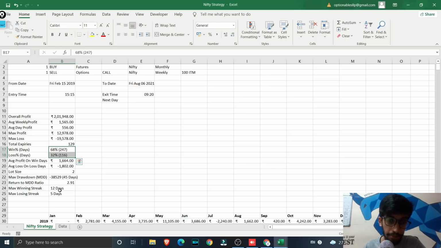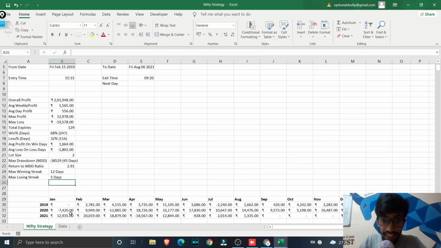And you can also see the maximum winning streak is 12 days, maximum losing streak is 5 days. So this is the overall strategy, and the return to MDD is pretty decent. 3 is a very good return to MDD. That too, especially when you're not including 2 days. So this is a pretty good return to max drawdown. So 38,000 rupees is your max drawdown.